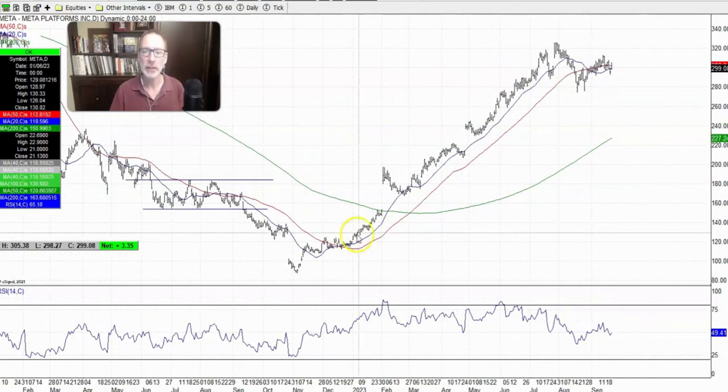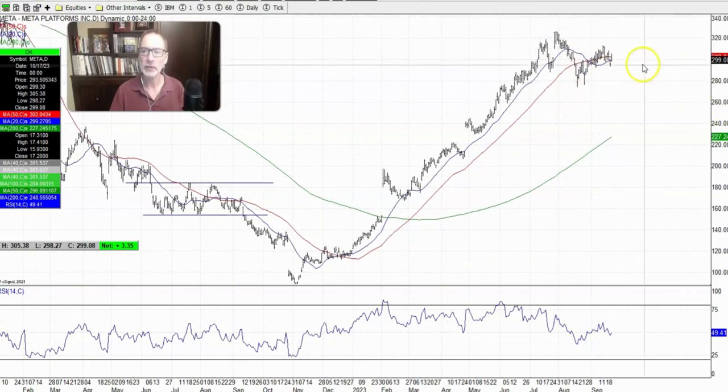So this is Meta. Been looking good since last October, just like a lot of these NASDAQ stocks, pulling back, just trading sideways. So this is a good thing, at least for Meta. It's hanging around the 20-day and 50-day moving average. If the rest of the market gets going next week higher, Meta is going to go as well.